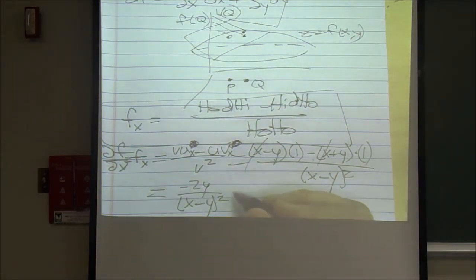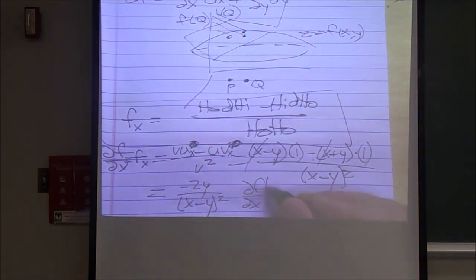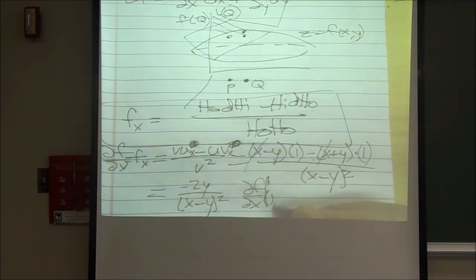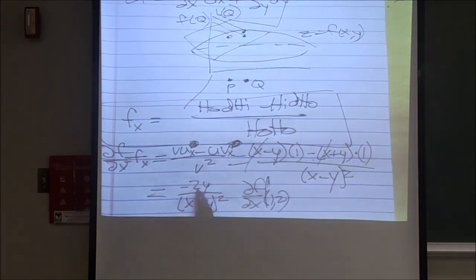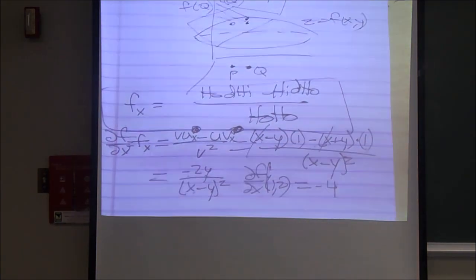And now we want to put it at 1, 2. So let's put df dx at the point, let's use the same notation as last time, 1, 2. Put in 1 for x and 2 for y. We've got 1 minus 2 squared is 1 on the bottom. And minus 2 times 2 is minus 4 on the top. This comes out to be minus 4 just by plugging in, right?